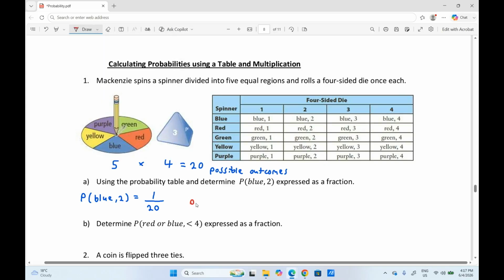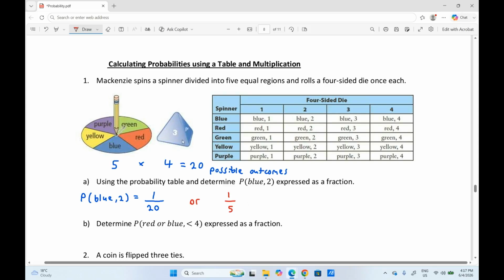Now, if we were to use a different method, we would do this. So this method involves fractions. So let me ask you this. What is the probability of spinning the spinner and landing on just blue? It should be 1 out of 5, right? Because in theory, there's 5 possible outcomes, but there's only one blue. So 1 out of 5 is the probability of spinning the spinner and landing on blue.